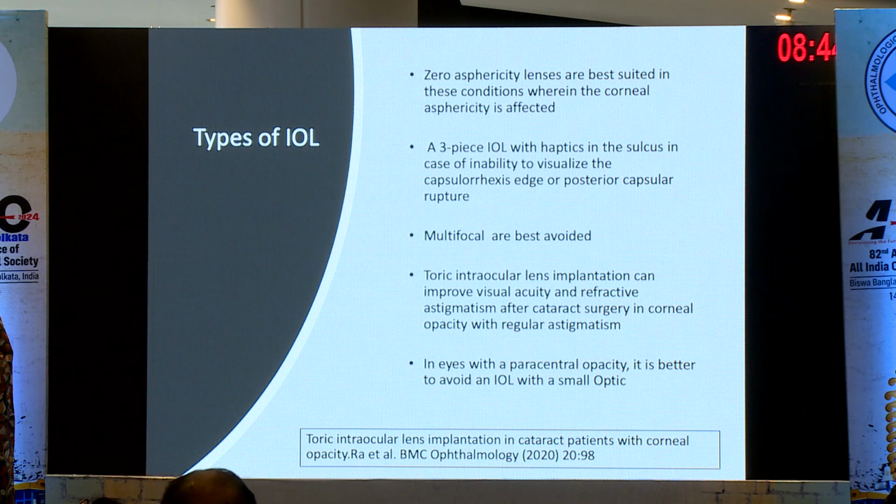Coming to the type of IOLs, zero asphericity lenses are best suited for these conditions wherein the corneal asphericity is affected. A three-piece IOL in the sulcus can be used where there is inability to visualize the capsulorhexis edge or posterior capsular rupture. Multifocals are best avoided. Toric lenses are basically suited in cases of corneal opacity with regular astigmatism, and in eyes with paracentral opacity it is better to avoid an IOL with small optic diameters.